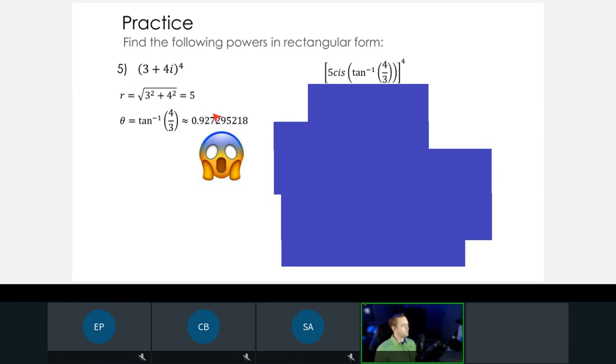All right, and you want to avoid using rounded work in your problem. Even though I wrote this out to whatever places, this is still considered rounded work. So I don't want to use this number here for theta. I want to use the exact value of theta, and the exact value of theta is the arctan of 4/5. So that's why I wrote it here instead of the rounded value.